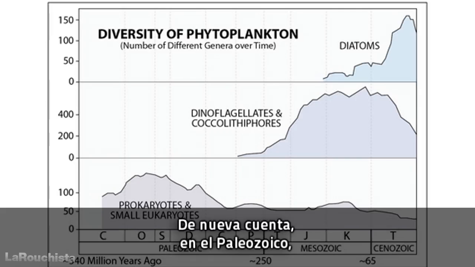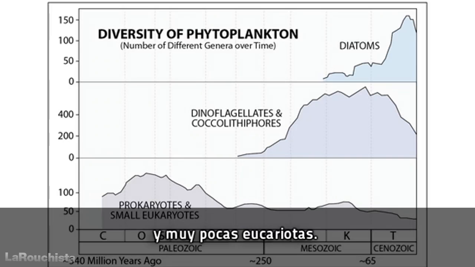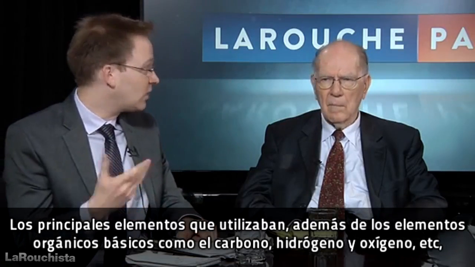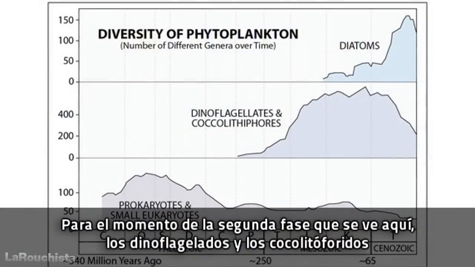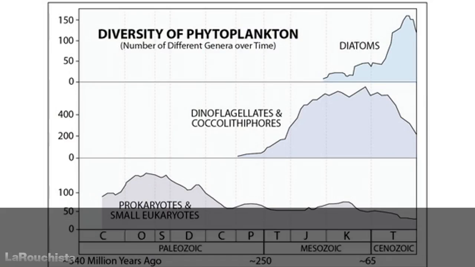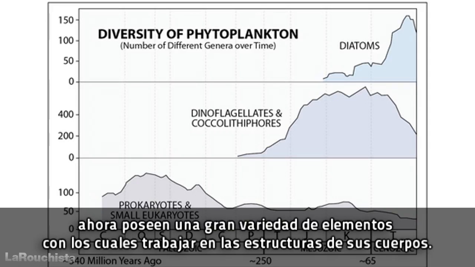These are like the nuts and berries and the food and the basic agriculture of the oceans. So again, in the Paleozoic, the main producers, the only producers, included a large number of prokaryotes, cyanobacteria, and very, very small eukaryotes. The main elements that they used, in addition to the basic organics of carbon and hydrogen and oxygen and so forth, they used iron, zinc, and copper. By the time of the second phase you see here, the dinoflagellates and coccolithophores, the number of elements being used has changed. Manganese, cobalt, and cadmium are starting to be used, meaning that higher organisms in the food web that eat them now have a greater variety of elements to work with in the possible structures that could exist in their bodies.